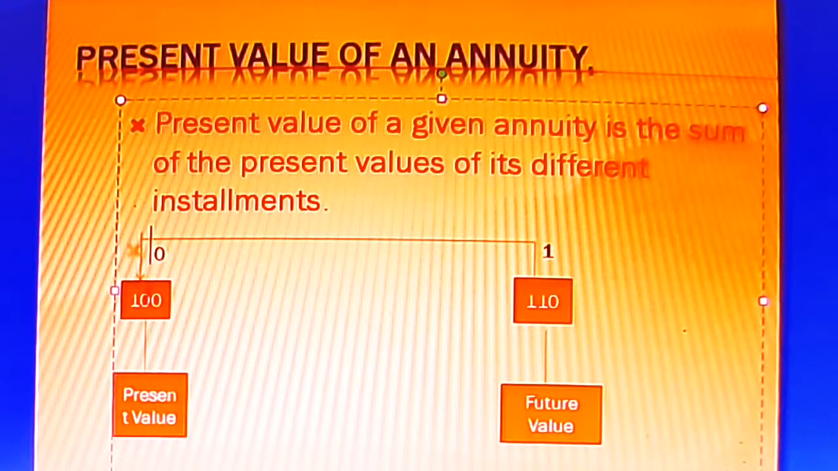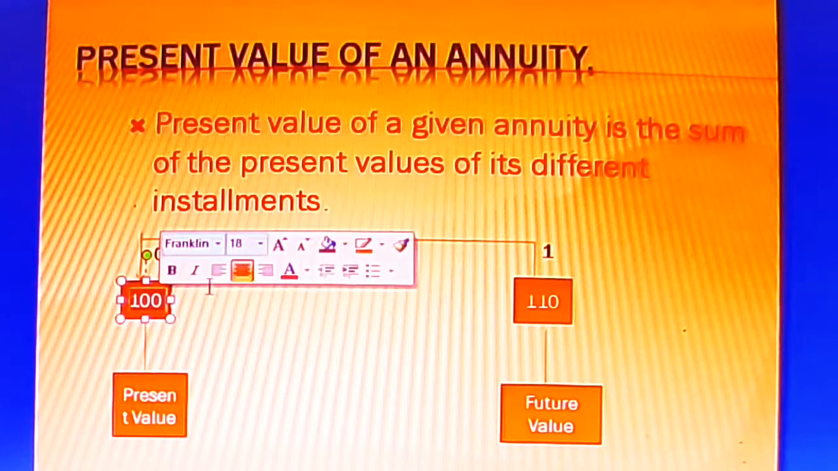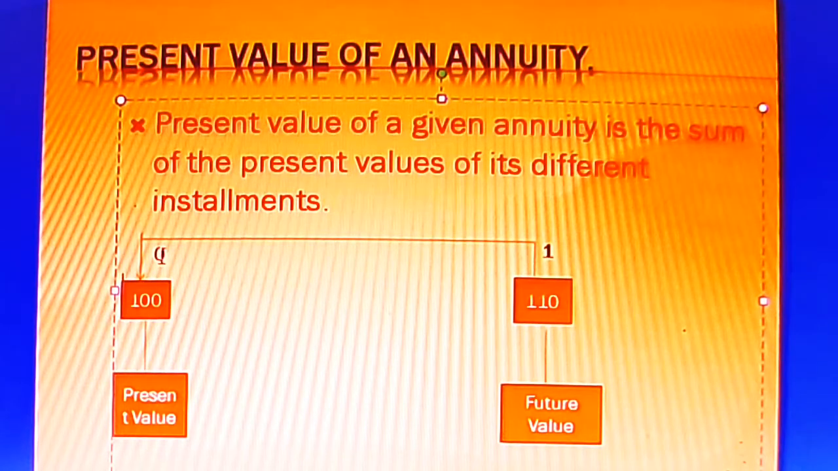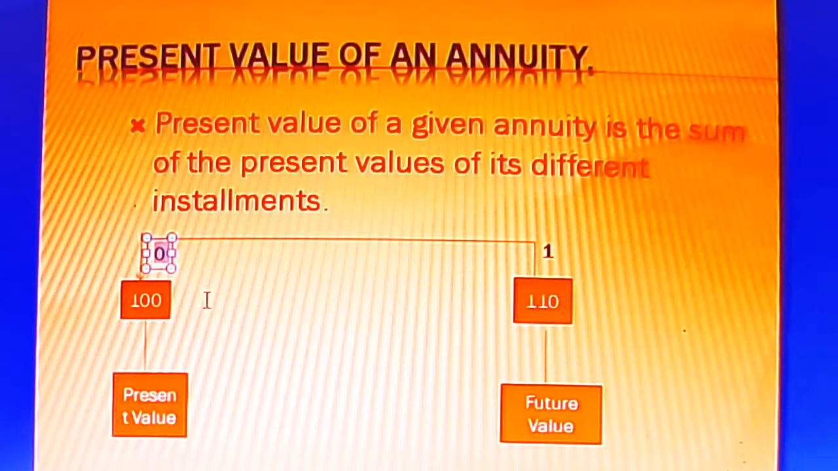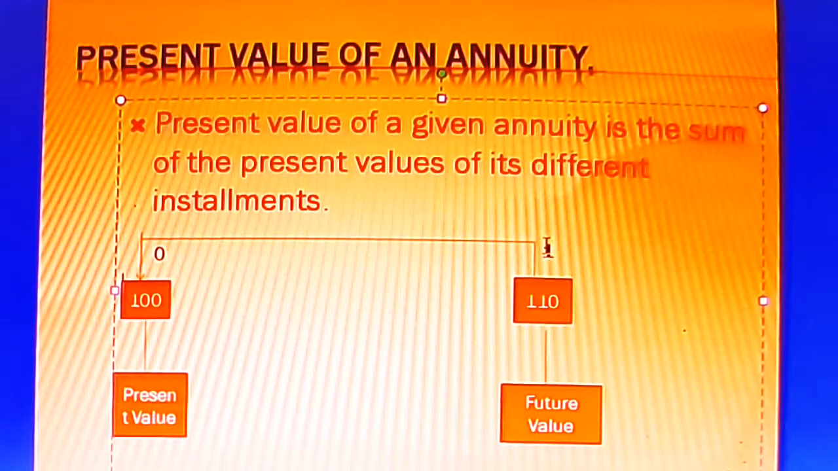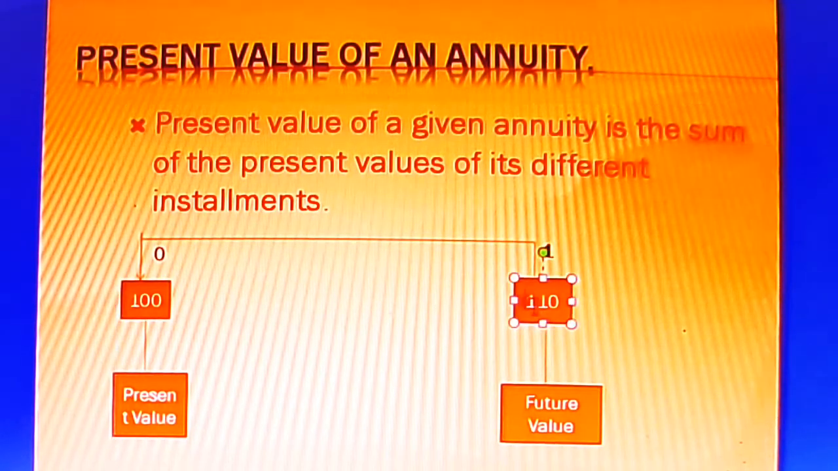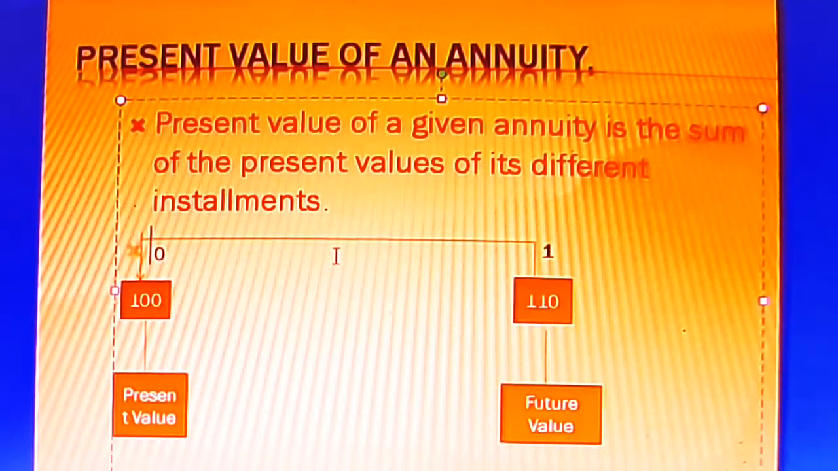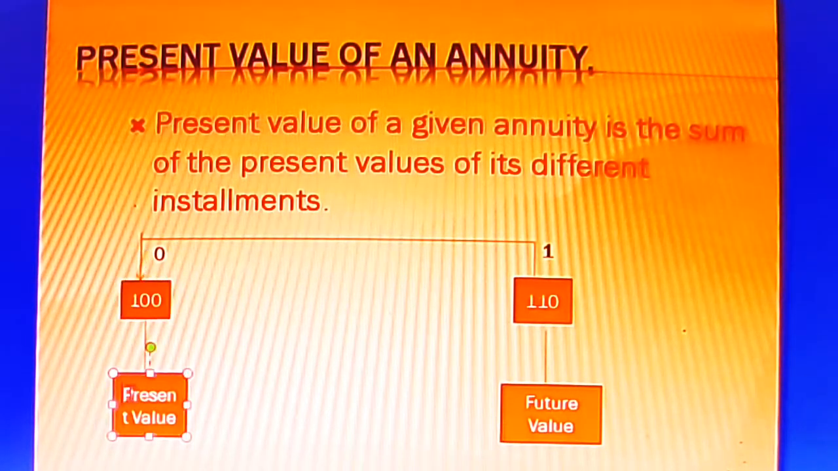For example, I'm going to take a loan of 100 rupees. My reference point is going to be 0. Then at the end of the first year, I'm going to get the amount 110. So we keep it as rate of interest, maybe 10%. So the 100 rupees is the present value and your 110 rupees will be your future value. So this is the concept of present value.